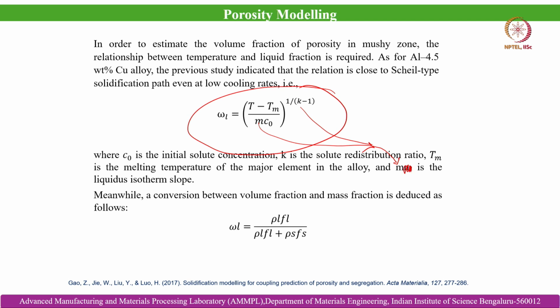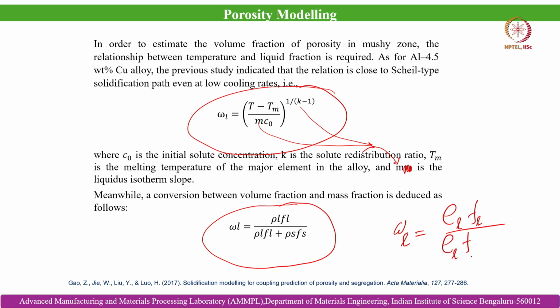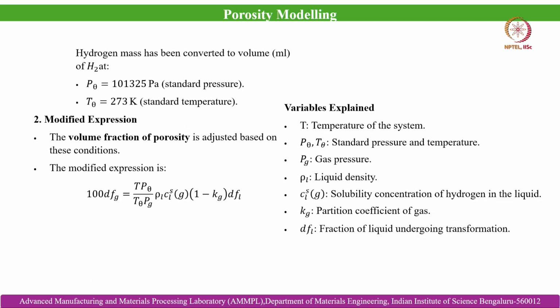Meanwhile, a conversion between volume fraction and mass fraction can be deduced as the expression below, which is omega L is equal to rho L F L by rho L F L plus rho S F S. Here L and S will be subscripts. So, it should be written like this: rho L F L divided by rho L F L plus rho S F S. Okay. So, this is how we can determine the conversion between the volume fraction and mass fraction. And then the hydrogen mass here is converted to volume of H2.